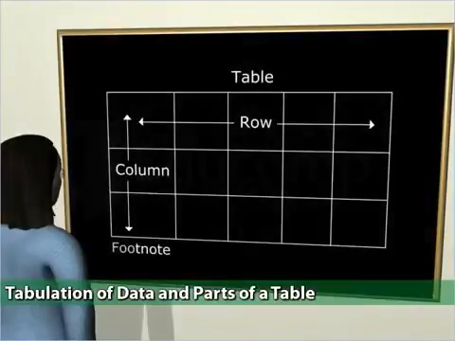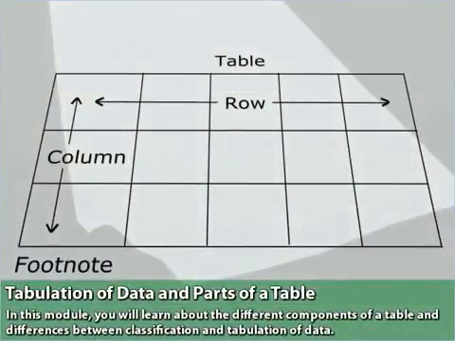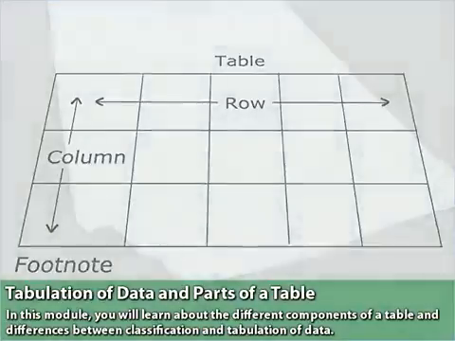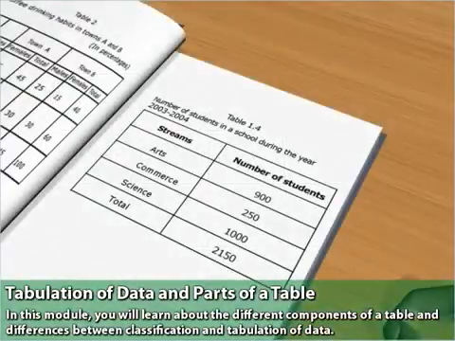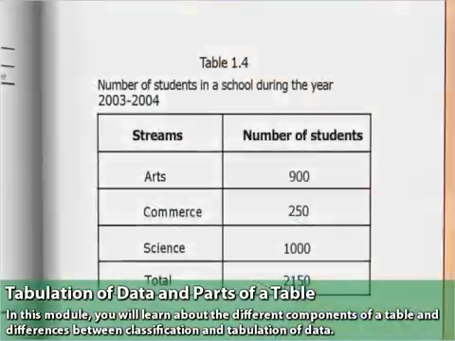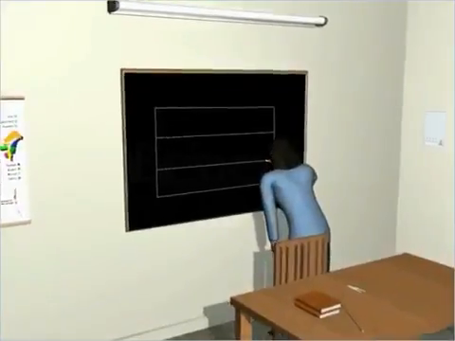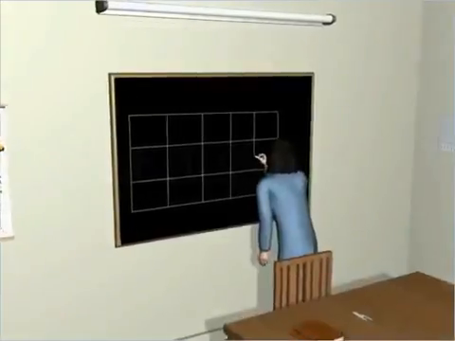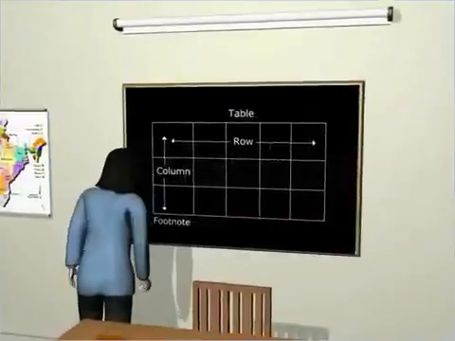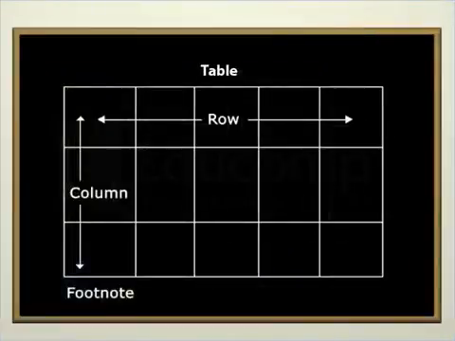Tabulation of data and parts of a table. In this module, you will learn about the different components of a table and differences between classification and tabulation of data. One of the simplest ways of presenting data is in the form of tables, where data is presented in rows and columns along with some explanatory notes.